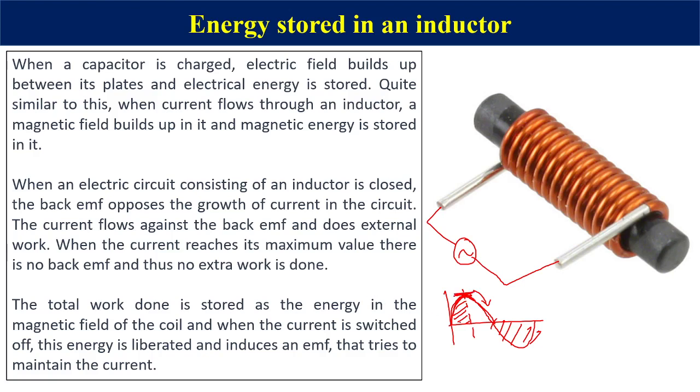So in order to achieve from 0 to some maximum current, say I naught, the original current has to do some extra work because it was receiving an opposition from the back EMF. This extra amount of work is actually stored as the potential energy, or you can say the magnetic energy, in the magnetic field of the inductor.